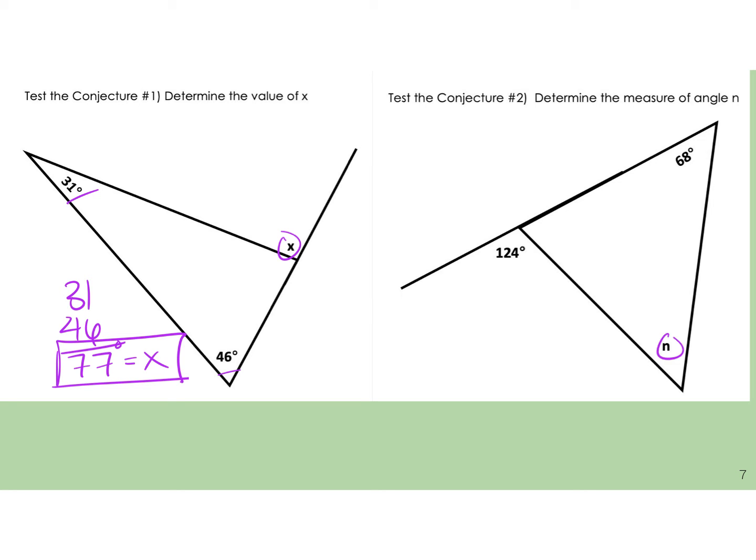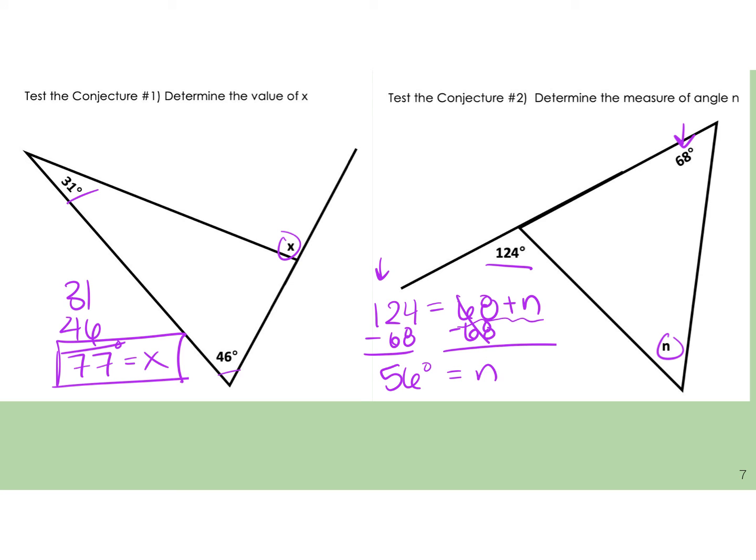What's the measure of angle N? Well, this time they gave me my exterior angle and they only gave me one of my opposite interior. So if I write the equation, I know that 124 equals 68 plus N. Exterior equals sum of interior. So to get the N by itself, I'm just going to go ahead and subtract the 68 here on both sides, and I get 56 degrees.